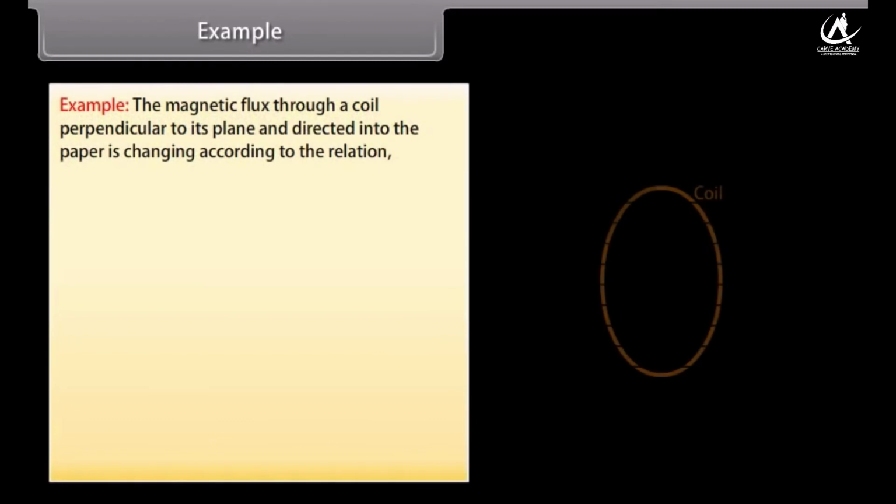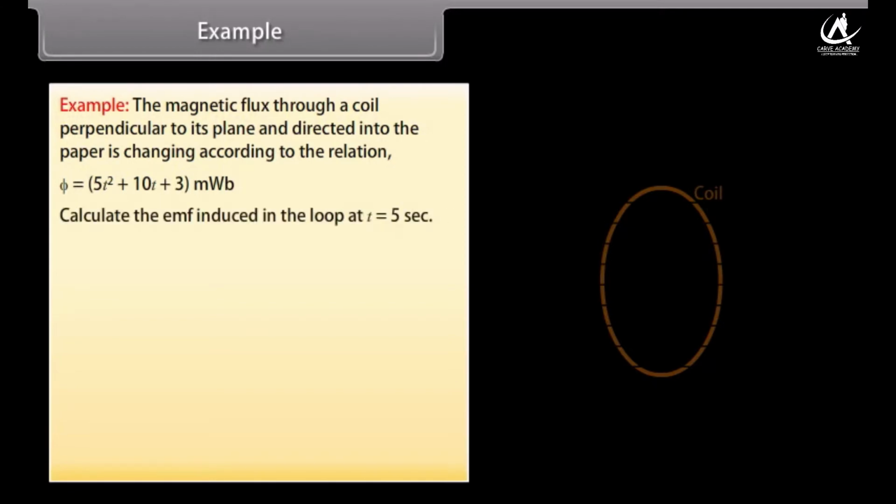Example. Let's take an example on Faraday's laws of induction. The magnetic flux through a coil perpendicular to its plane and directed into the paper is changing according to the relation phi is equal to 5t square plus 10t plus 3 milliweber. Calculate the EMF induced in the loop at t equal to 5 seconds.